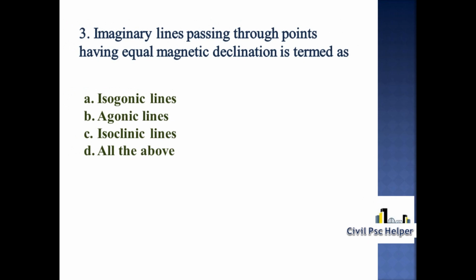Third question. Imaginary lines passing through points having equal magnetic declination is termed as option A isogonic lines, option B agonic lines, option C isoclinic lines, option D all the above. The imaginary lines passing through points having equal magnetic declination is termed as isogonic lines. Option A is correct.